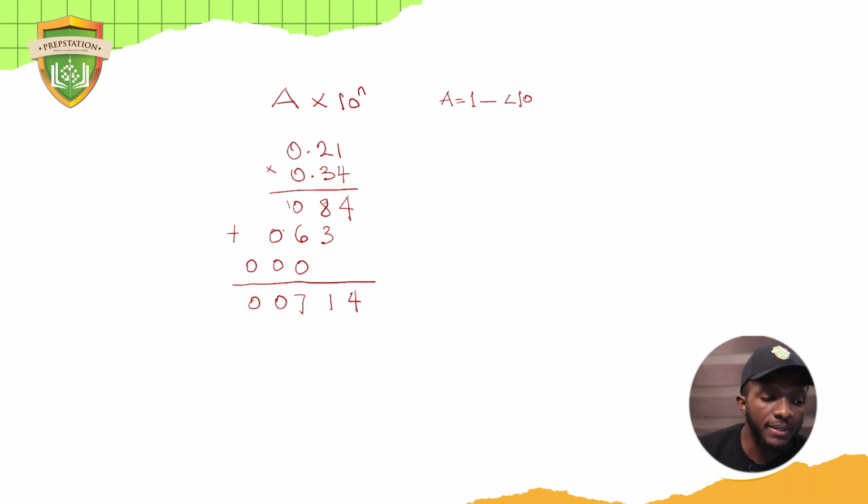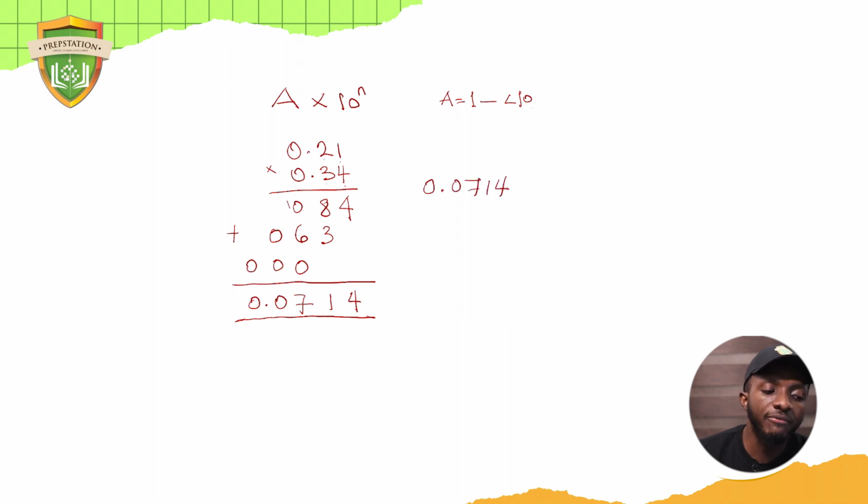How many decimal places did we have from the beginning? Here, 1, 2. 2 decimal places. Here, 1, 2. That's making 4 in all. So we're going to move 1, 2, 3, 4. So this is what this multiplication actually gives. But remember, we were told to express the answer in standard form.